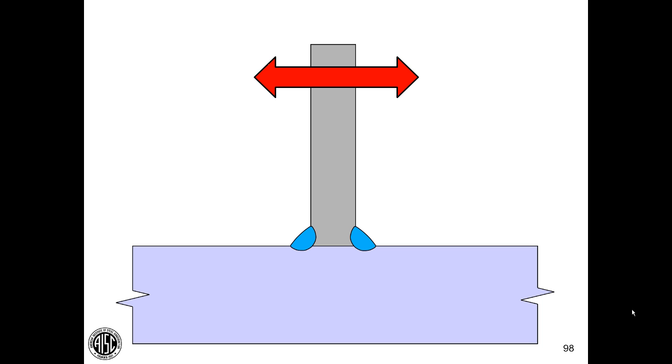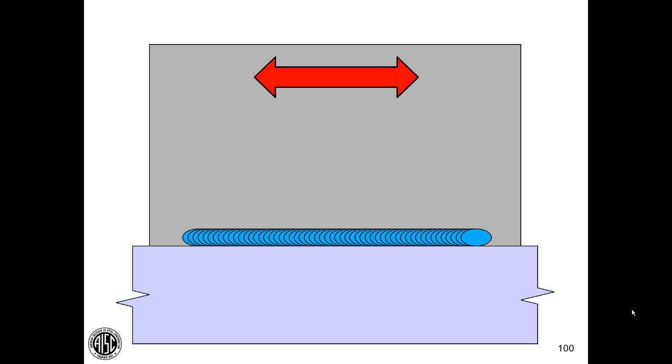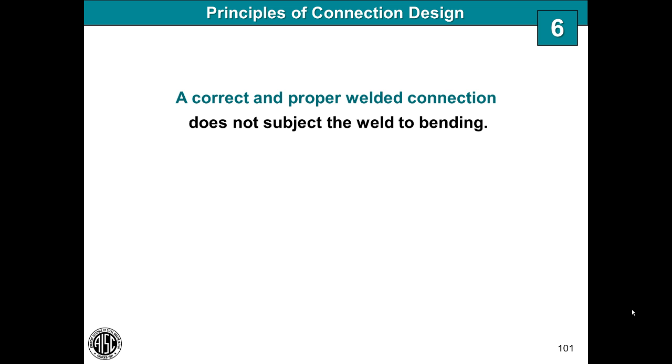How can I fix this? Adding in a stiffener is going to be a great way to take care of that. Now the connection is no longer bending, and I have a much better system. Perhaps the overall configuration would allow you to rotate that gray member 90 degrees so this weld's basically in shear rather than being loaded in bending about the weld's longitudinal axis. A correct and proper welded connection does not subject the weld to bending.